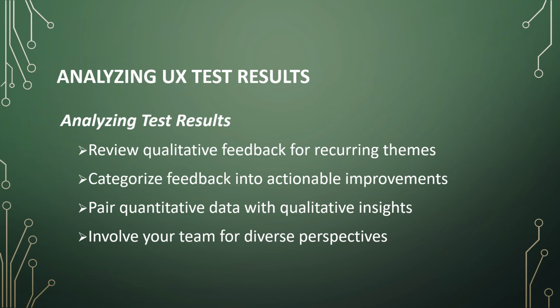After the testing phase, the next step is to analyze the data collected. Start by reviewing qualitative feedback to identify recurring themes, such as issues with navigation, unclear labels, or confusing layouts. Categorize feedback into actionable areas like usability improvements, visual design tweaks, and content adjustments. Quantitative data, such as task completion times and error rates, should be paired with qualitative insights for a comprehensive analysis.